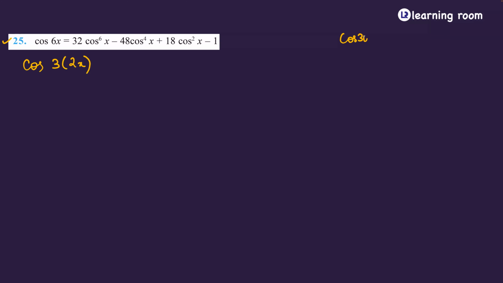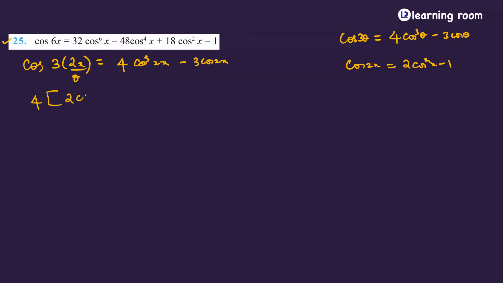So if you observe, what is the formula for cos 3 theta? It is 4 cos cube theta minus 3 cos theta. Take this and substitute it there. So this is going to be 4 cos cube 2x minus 3 cos 2x. This is theta, no? 4 cos cube theta, theta is 2x. Got it? Here, since everything is in terms of cos, for cos 2x I will use the formula 2 cos square x minus 1. So when I use it here, I get 4 into 2 cos square x minus 1, the whole cube, minus 3 into 2 cos square x minus 1.